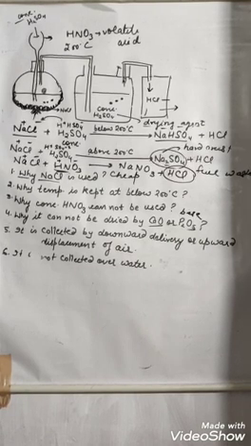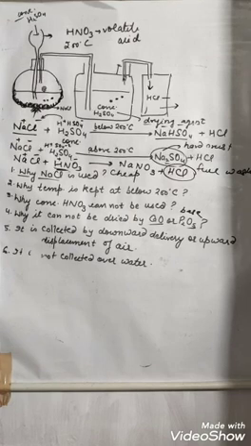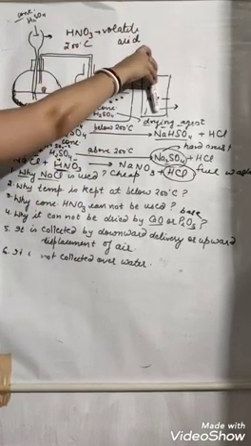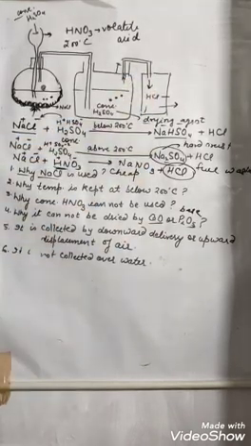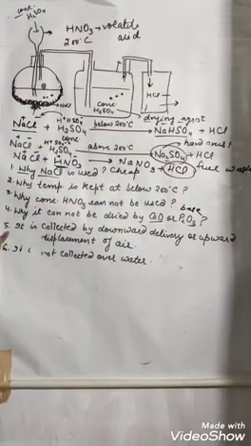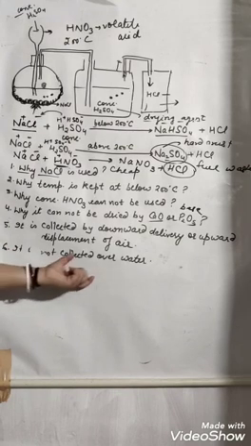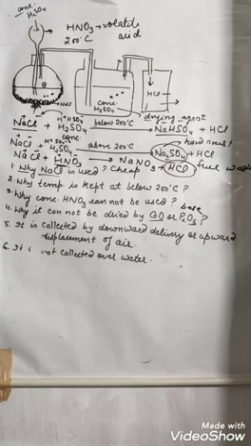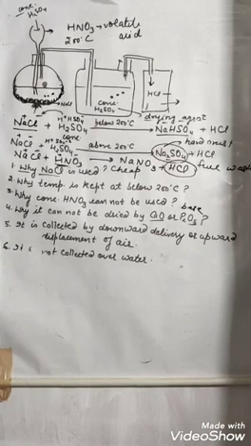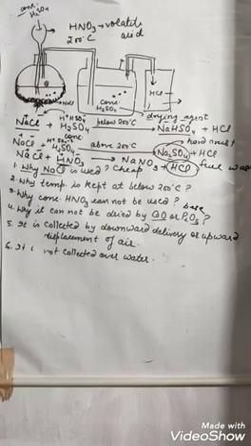Next one, it is collected by downward delivery, also called upward displacement of air, means like this. So why is it collected by downward delivery or upward displacement of air? Because it is heavier than air. Next, why is it not collected over water? Because it is highly soluble in water. So these are a few questions that can come with this topic, that is, lab preparation of HCl.